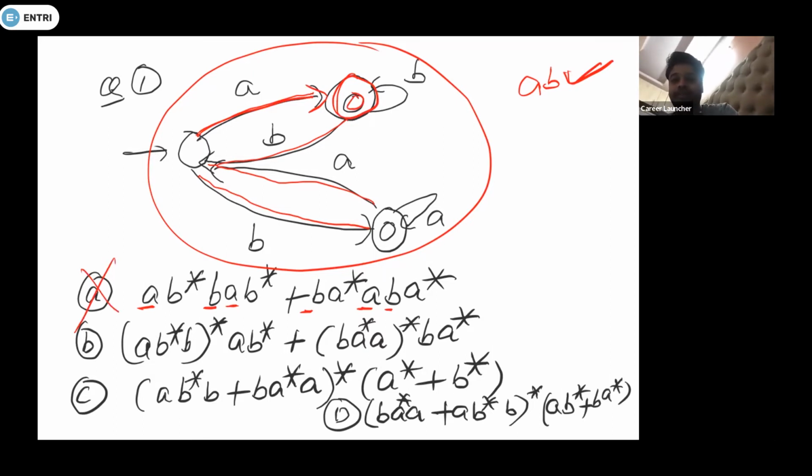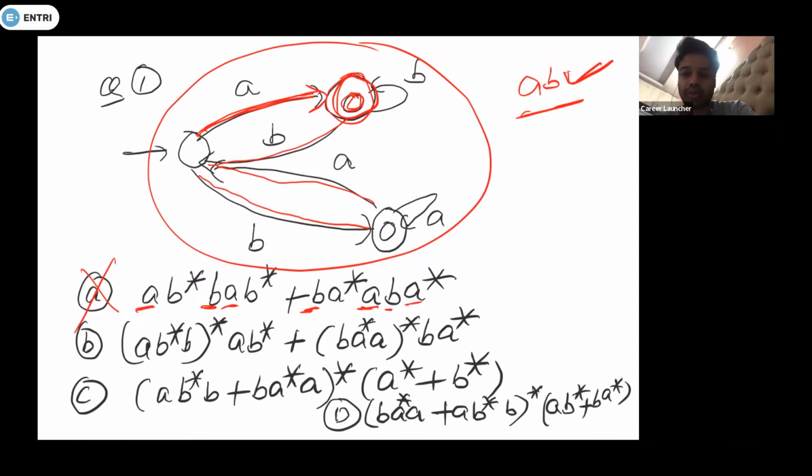If any automata accepts a language, then that language must be generated by that regular expression. Here AB is accepted, with A and B being the final state, but AB is not generated by option A. Got it? Because the minimum string is A B A here, and B A here. So AB is not generated by option A.